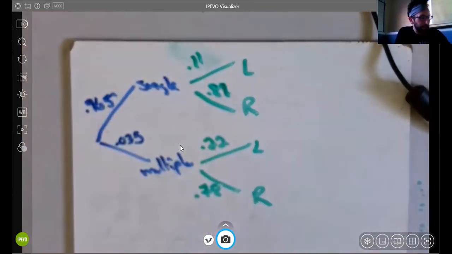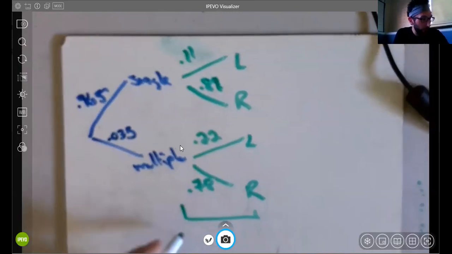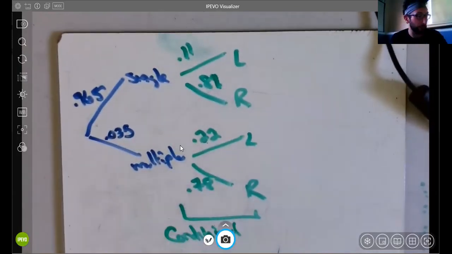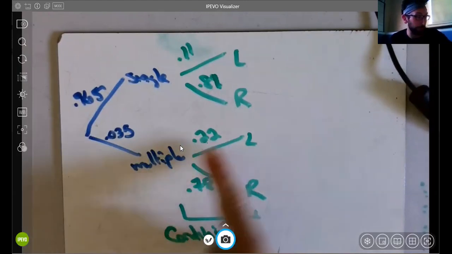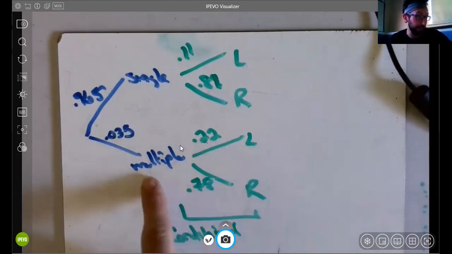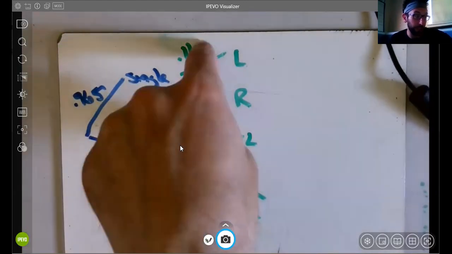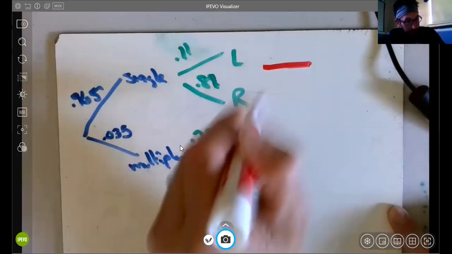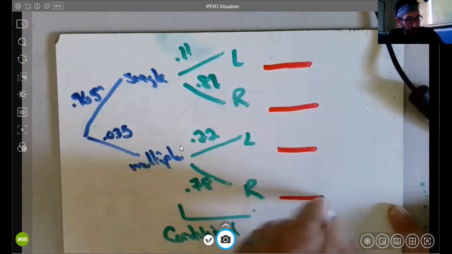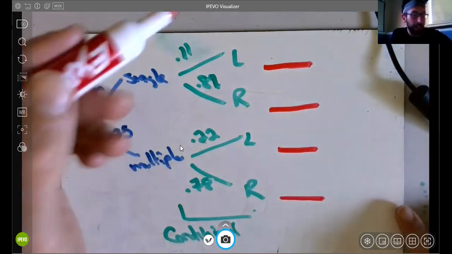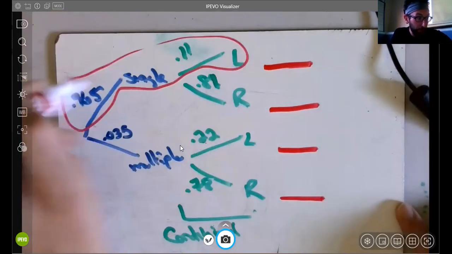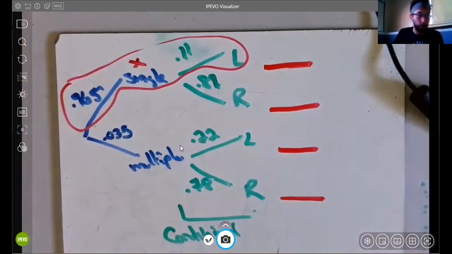These probabilities in green are all conditional probabilities. That's what a tree diagram shows us. This is the probability you're a lefty given you're from a multiple birth. Probability you're a righty given you're from a multiple birth. Probability you're a lefty given you're from a single birth, and so on. When I use a tree diagram, I like to calculate these red numbers. To work with the tree diagram, we multiply across branches. So to get this top spot, I'm going to do 0.965 times 0.11.